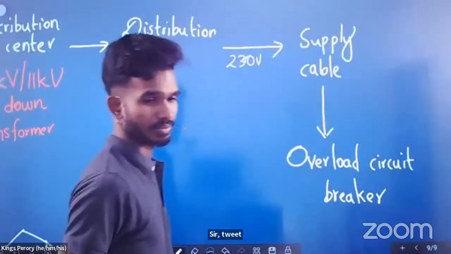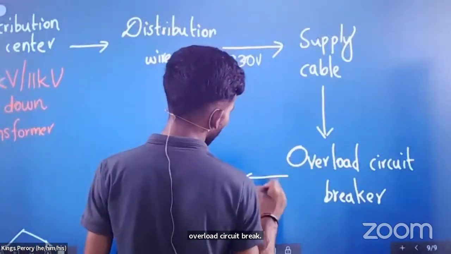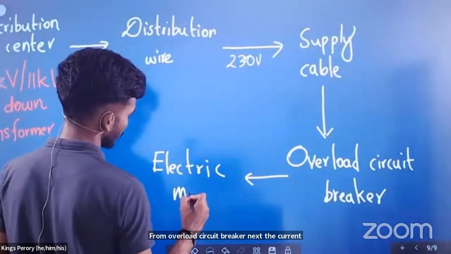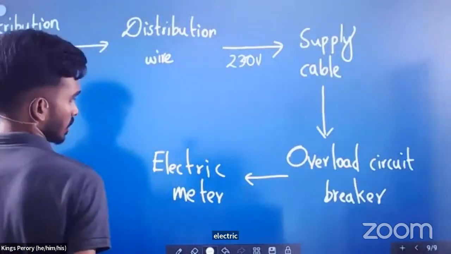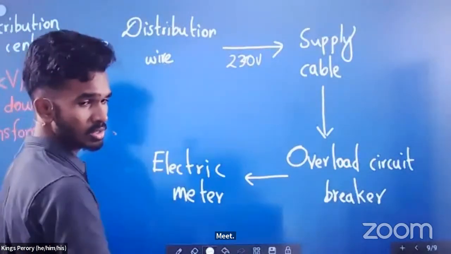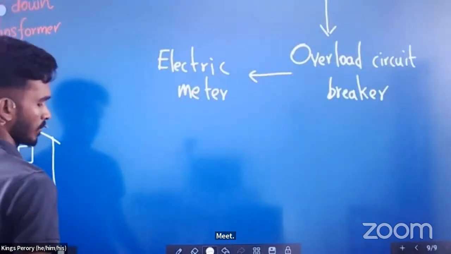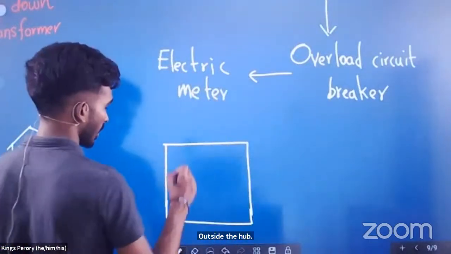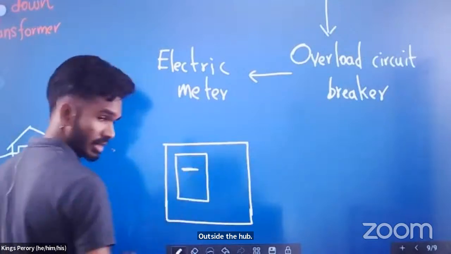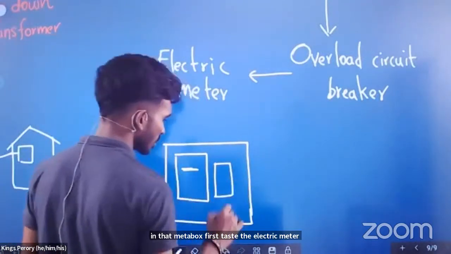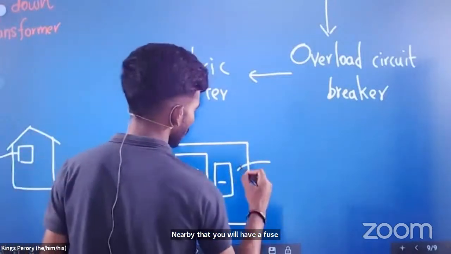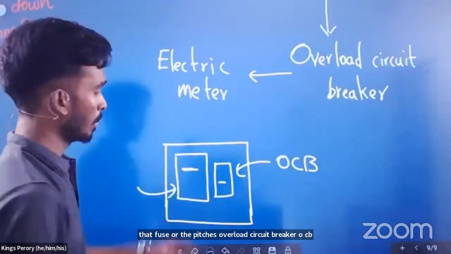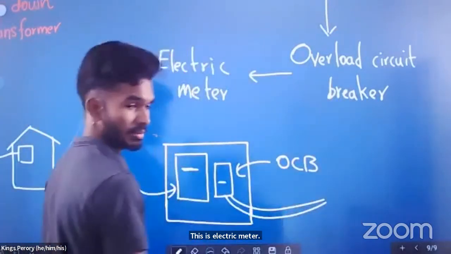From the overload circuit breaker, next the current goes into the electric meter. Tell me, is this electric meter inside your house or outside the house? Outside the house. Actually, it's there in a meter box. In that meter box, first is the electric meter. Nearby that, you will have a fuse or a switch. That fuse or switch is the overload circuit breaker, OCB. Both are there outside the house. The wire is coming from there.